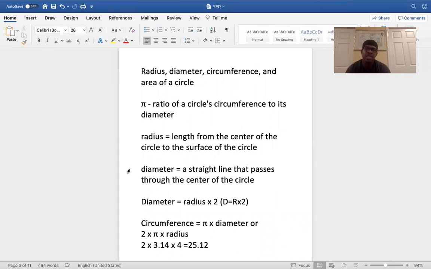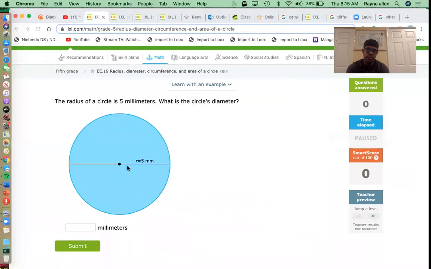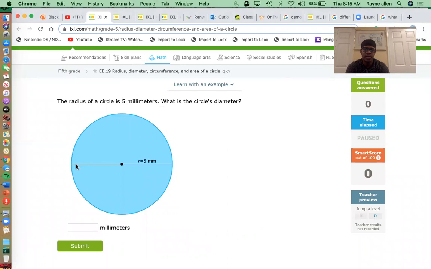A diameter is a straight line that passes through the center of the circle. So the diameter of this circle, the straight line that passes through. So from here to here, as long as it passes through the center, it would be diameter. So if the radius of this circle is 5 from here to here, and we know the radius from here to here is also 5 because it's going to be the same distance throughout, what would be the diameter of this circle?